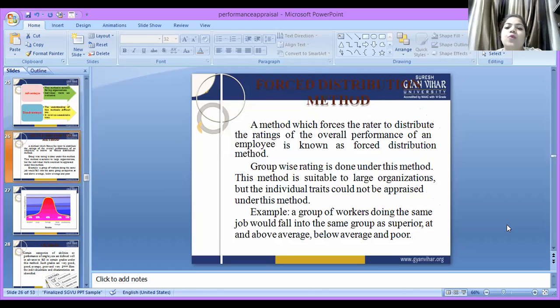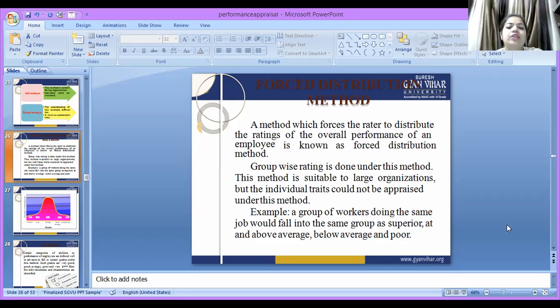A method which forces the rater to distribute the rating of the overall performance of the employees is known as the forced distribution method. That means in this method the rater rates the performance on the basis of their overall performance, like their working method, their quality, their behavior, everything. Through this method the rater distributes the rating. This is known as the forced distribution method.